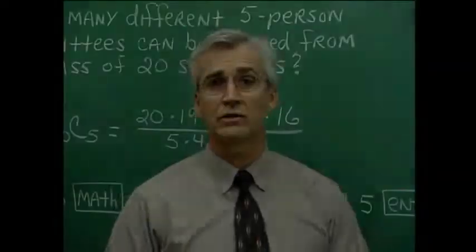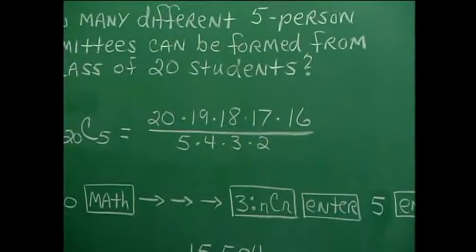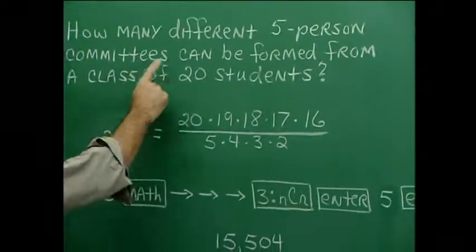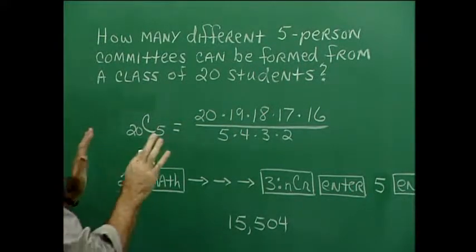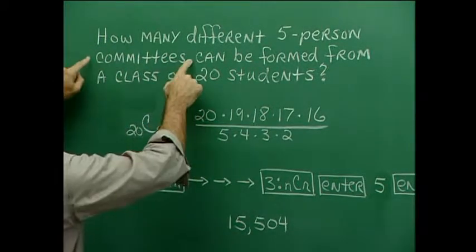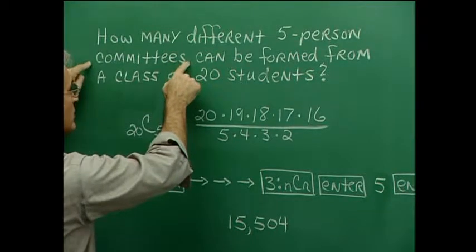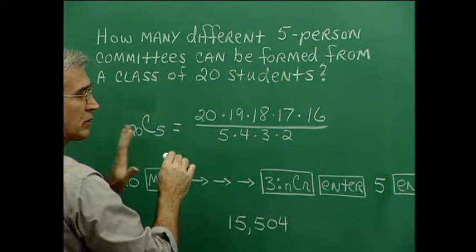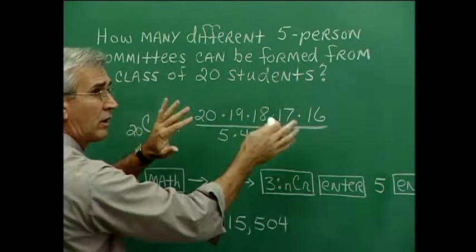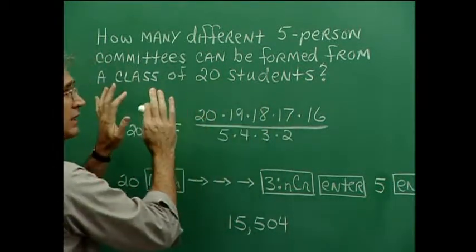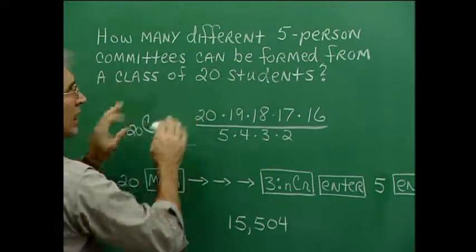Here's another combination problem. It says, how many different 5-person committees can be formed from a class of 20 students? The tip-off here that it's a combination problem is the idea of a committee. A committee is just a group, and it doesn't make any difference whether you're the first person chosen for the committee or the last one. You see, order is not important here. It's the idea of a group. And so we know it's a combination problem.